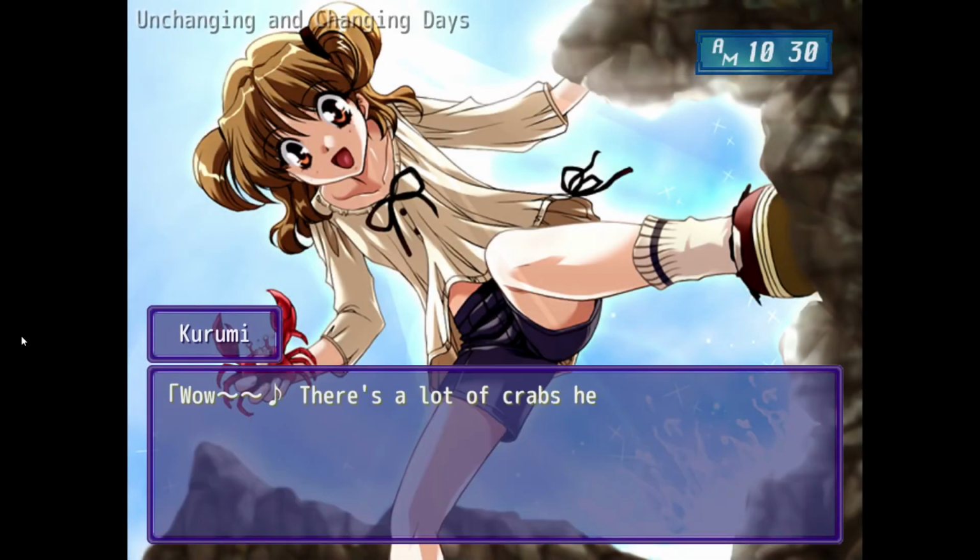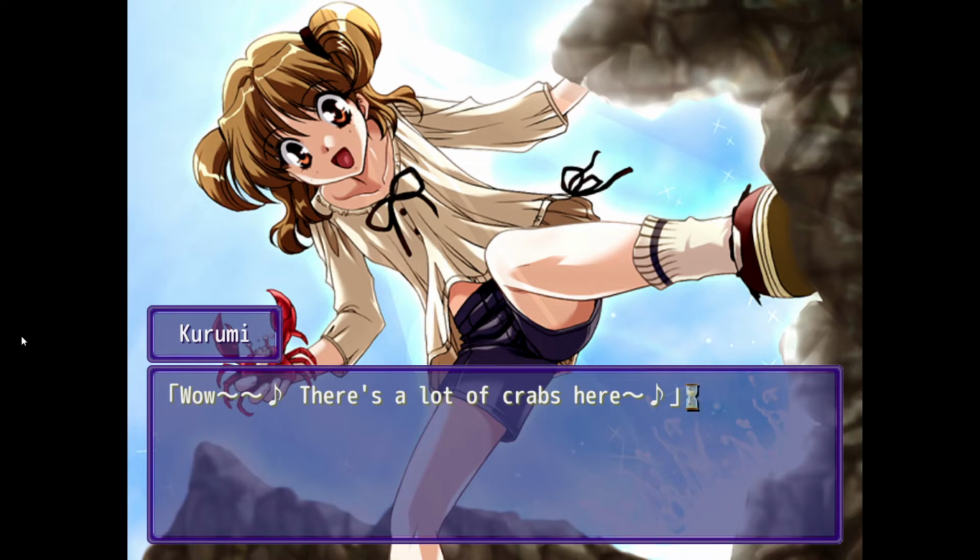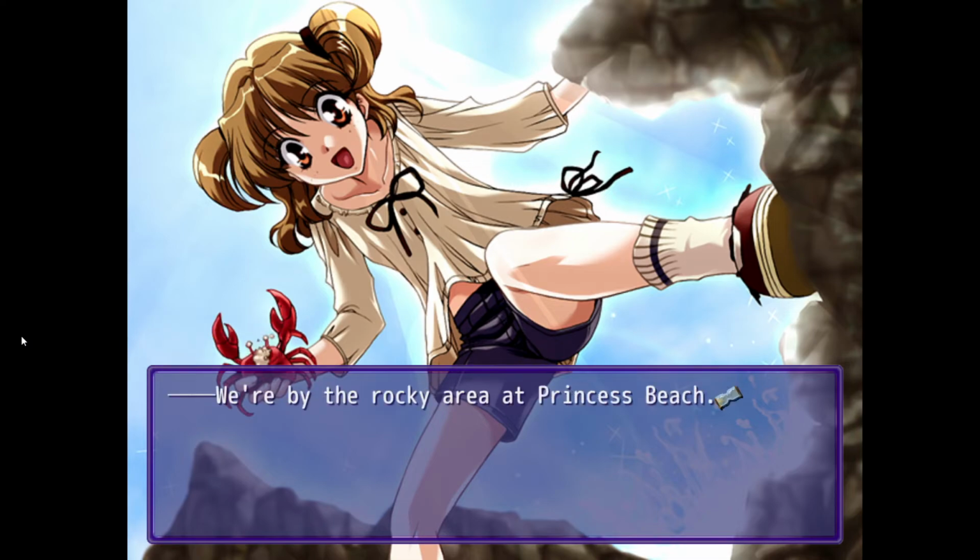Yeah, so taking that, if you just believe thing and just kind of giving it a double myostatin deficiency. Well, wow, there's a lot of crabs here.